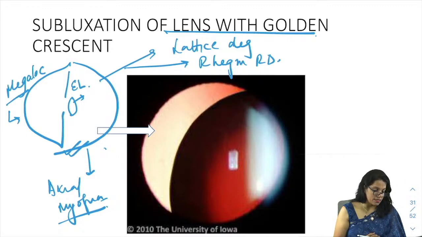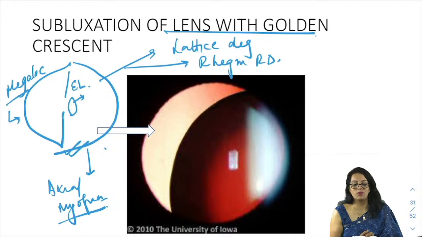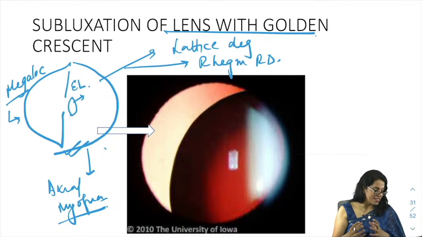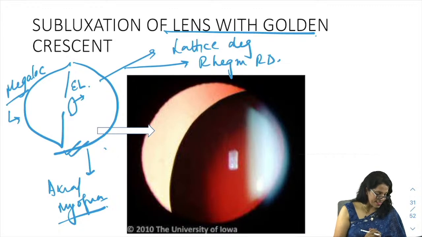So blue sclera doesn't mean that the sclera is blue in color. I hope you know this. The sclera is very thin and the underlying uveal tissue is visible. That is what is called blue sclera.